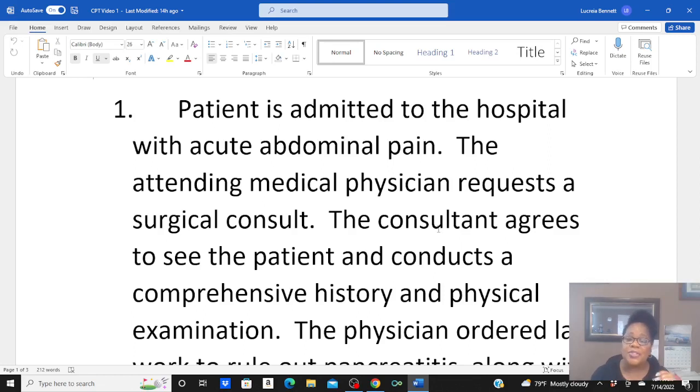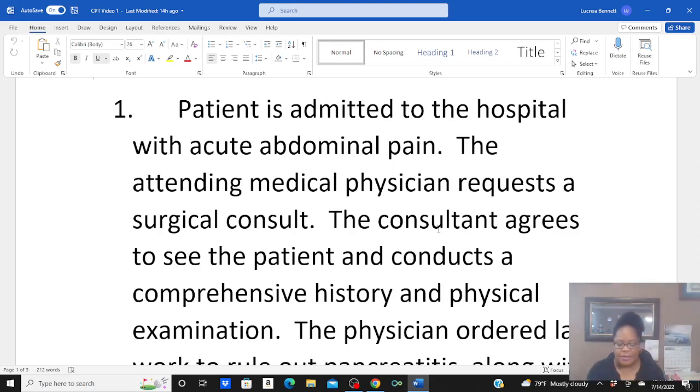So again, a consult is at the request of one physician or healthcare provider to another, whether it's written or verbal, but usually you'll see an order in the chart. I've requested such and such to consult, to come in and consult. Okay, so I want to make sure I stress that to you.